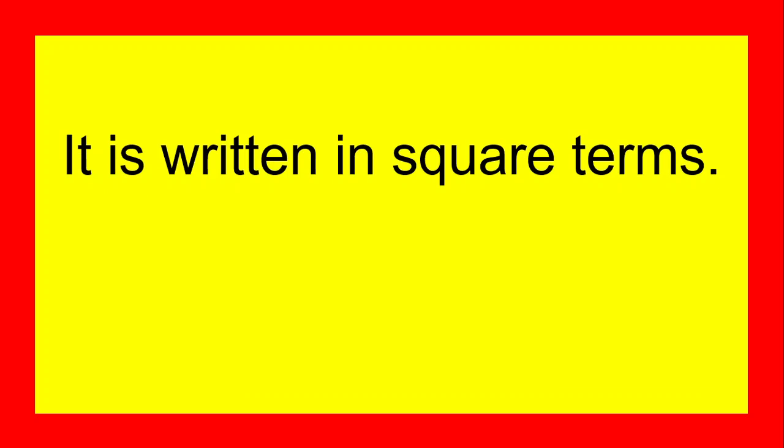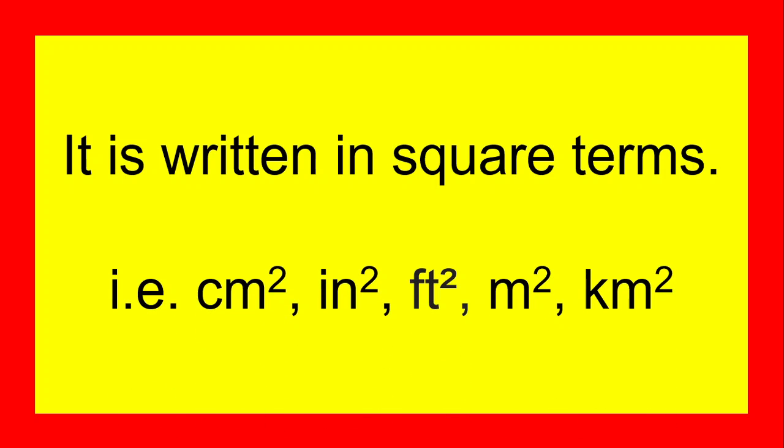It is written in square terms. For example, if the lengths are in centimeters, the area is in square centimeters, and if the lengths are in inches, the area will be measured in square inches. And in the same way, if the given lengths are in feet, the area is square feet, and so on, square meters and square kilometers.